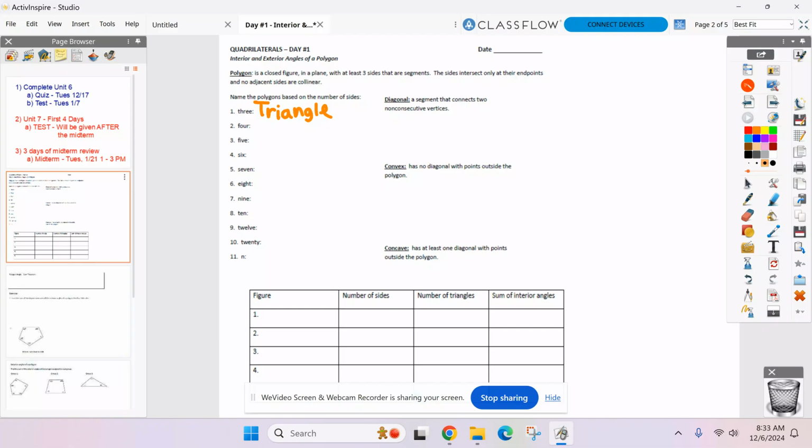Four sides, that's what we're about to dive into, this whole unit, quadrilateral. Now, some people may say rectangle, square, trapezoid. Those are all types of quadrilaterals. All right? Any four-sided figure can safely be called a quadrilateral.